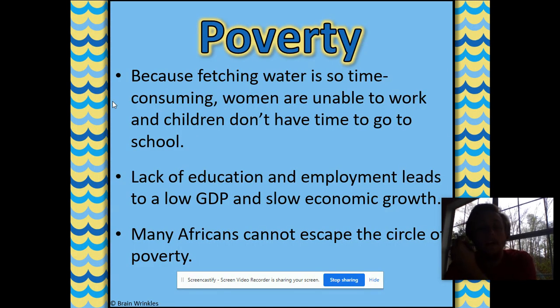Because fetching water is so time consuming, women are unable to work and children don't have time to go to school. A lack of education and employment leads to a low GDP and slow economic growth. Many Africans cannot escape circles of poverty.